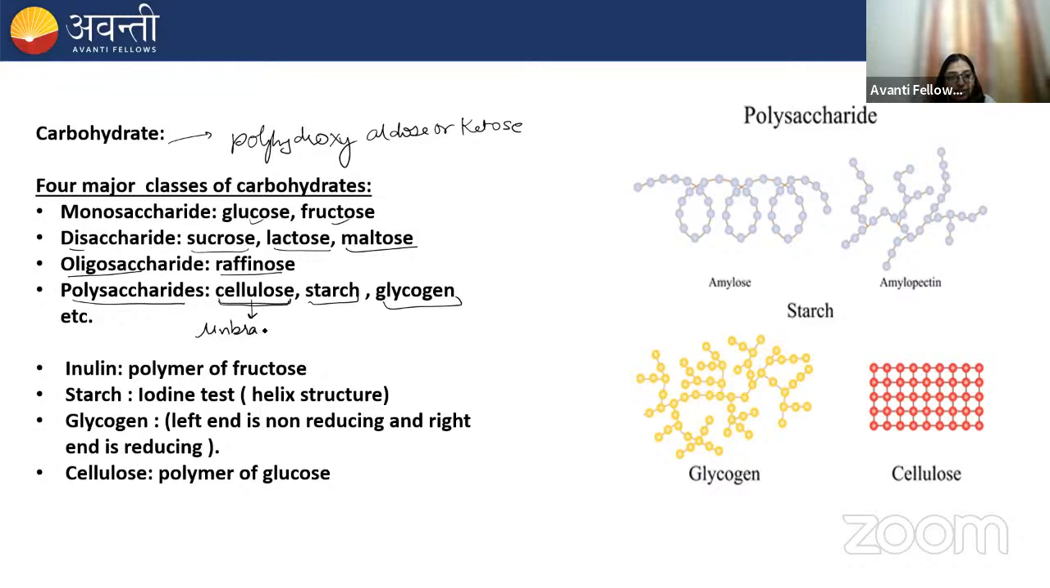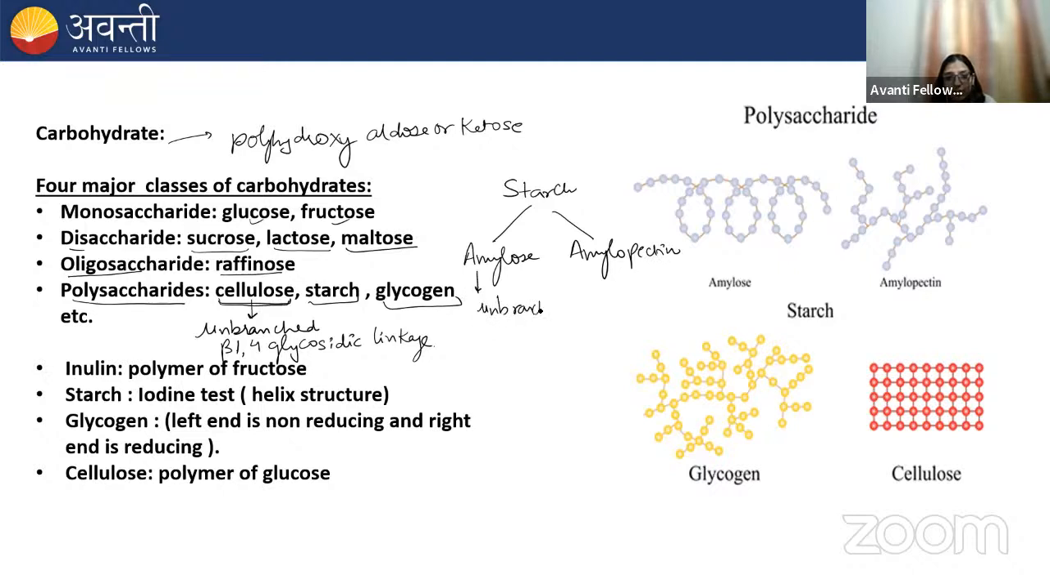Remember that cellulose is unbranched and it has beta 1,4-glycosidic linkage. Starch consists of two parts. One is amylose, the other one is amylopectin. Amylose is unbranched. It has alpha 1,4-glycosidic linkage. Amylopectin is branched. It has alpha 1,4-glycosidic linkage plus alpha 1,6-glycosidic linkage.